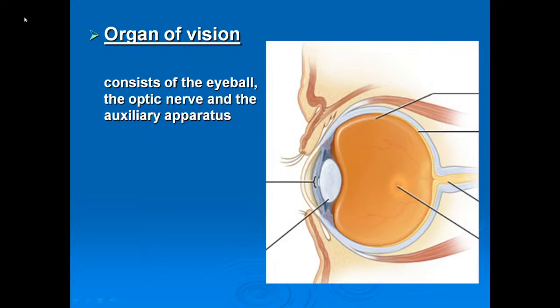The organ of vision consists of the eyeball, optic nerve, and the auxiliary apparatus. For example, muscles, connective tissue, conjunctiva, and others. So, the organ of vision consists of the eyeball, optic nerve, and the auxiliary apparatus.